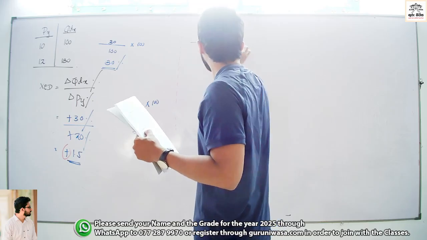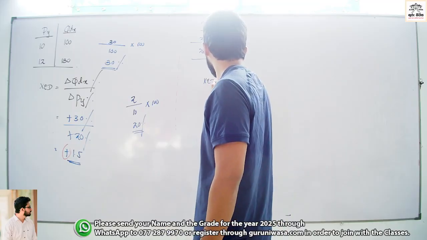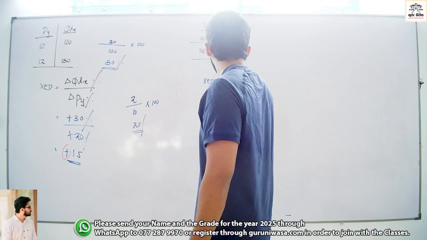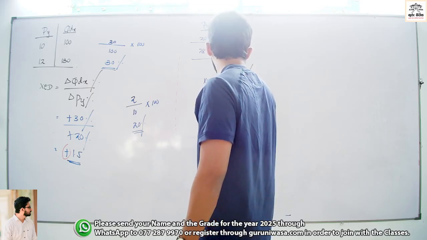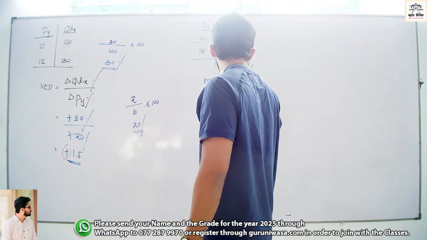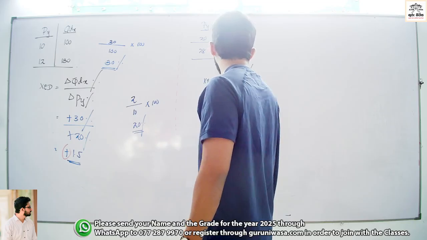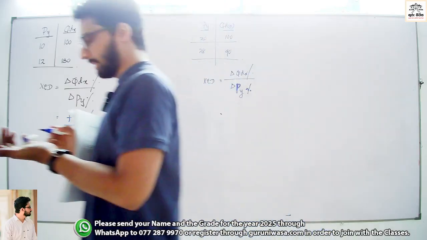Okay, can you calculate the XED value? Use the equation: XED equals percentage change in quantity demanded of X divided by percentage change in the price of Y. First, calculate the percentage change in quantity demanded. It's simple, right?